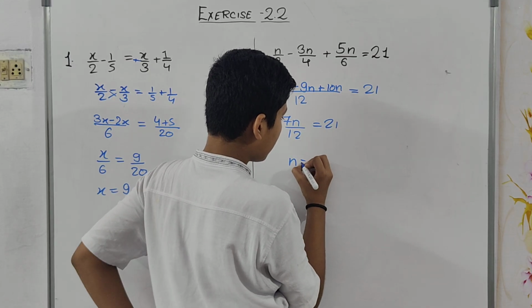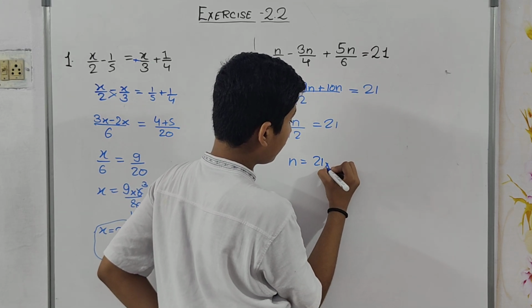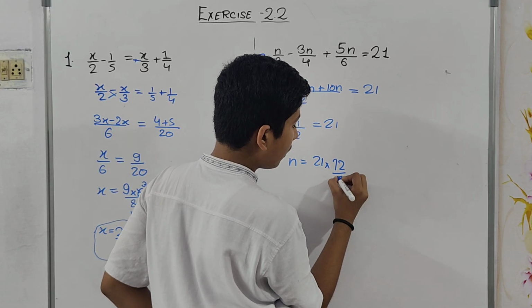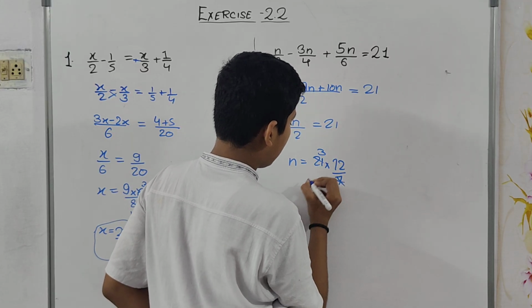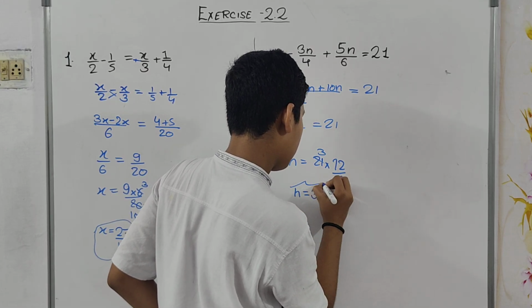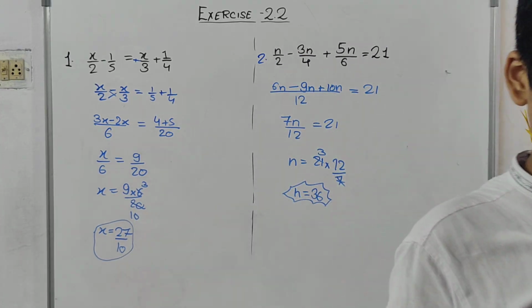Now n will be kept here and this will be sent there. 21 into the reciprocal, so 12 by 7. So 7 3s are 21, 12 3s are 36, n equals 36. Now let's come to our next question.